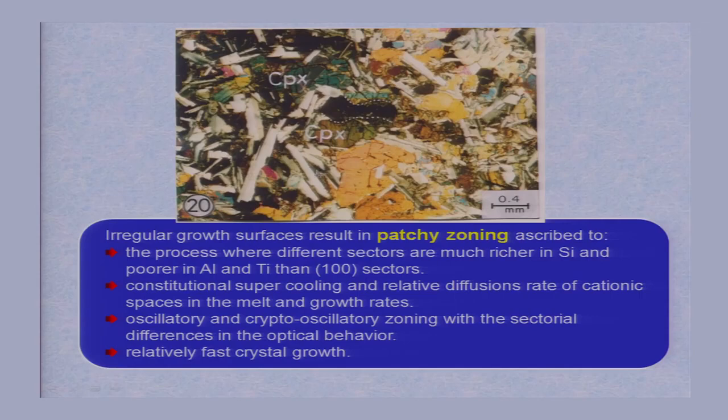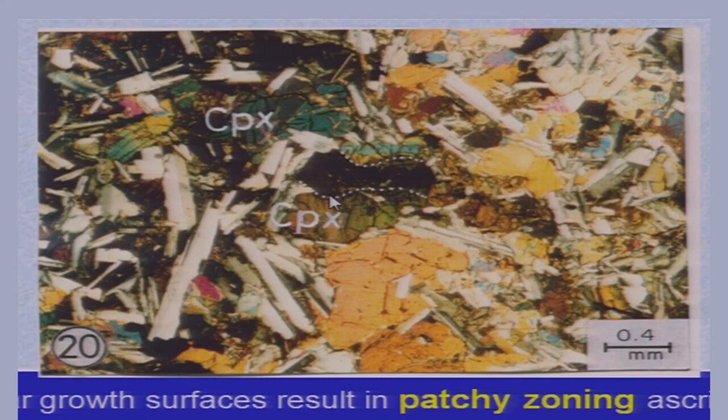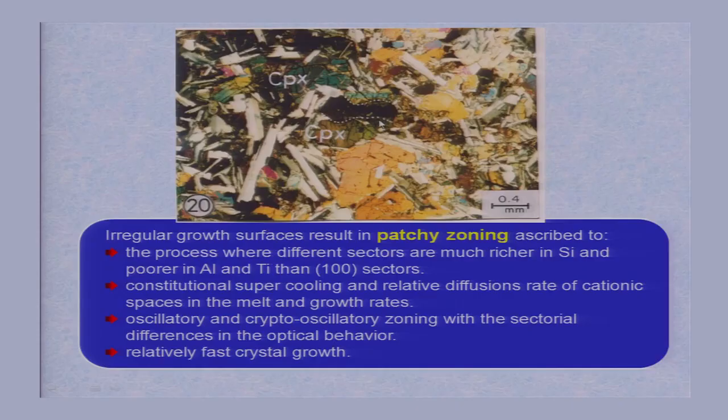The second one is irregular growth surface resulting in patchy zoning. This is a patchy zoning. See my cursor carefully: this white dotted line covering the black portion shows the patchy zoning. When you rotate the stage, this becomes gray and this becomes black. It is ascribed to a process where different sectors are much richer in Si, silicon, and poorer in Al, aluminum, and titanium than other sectors.